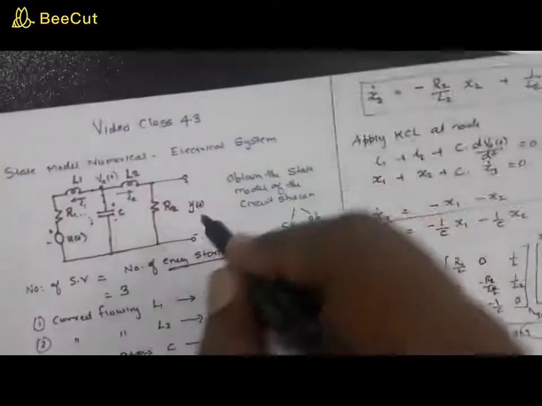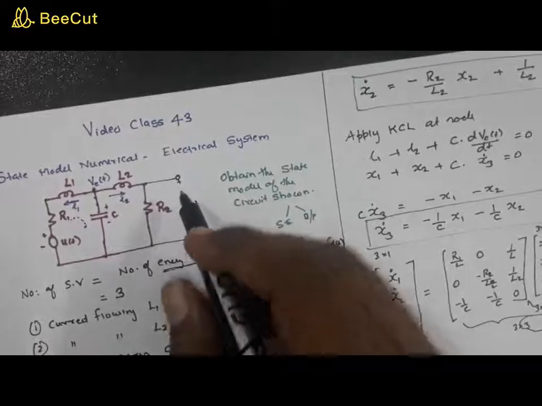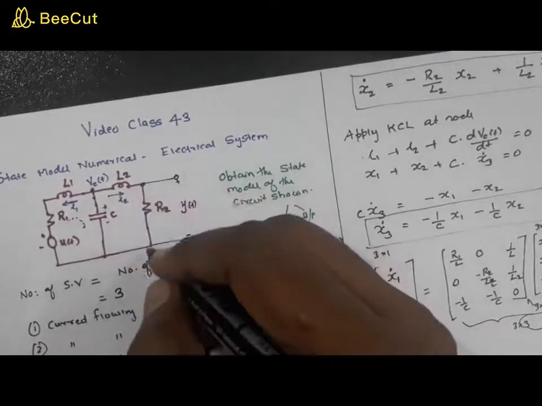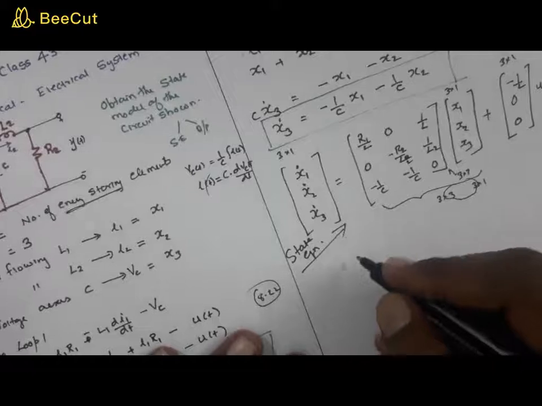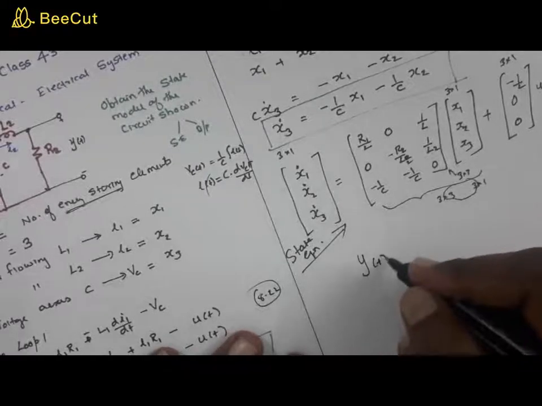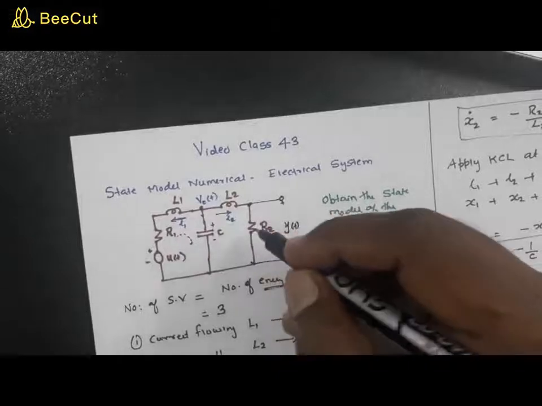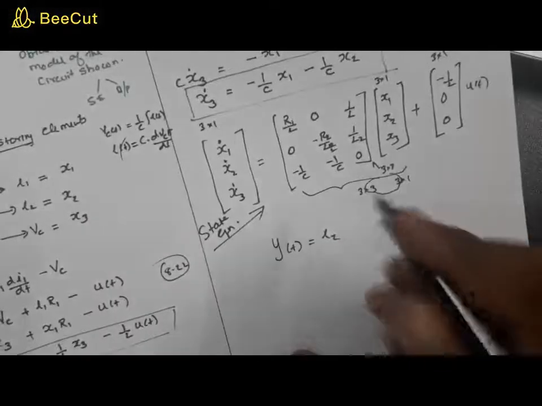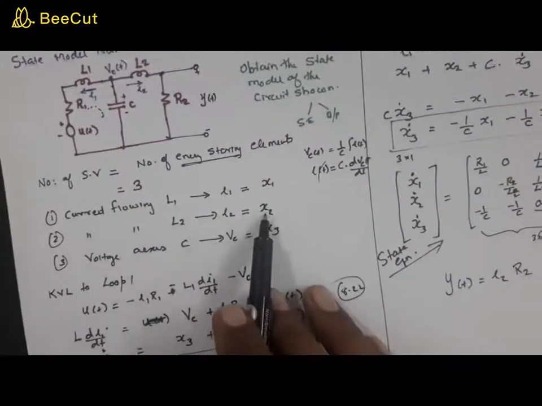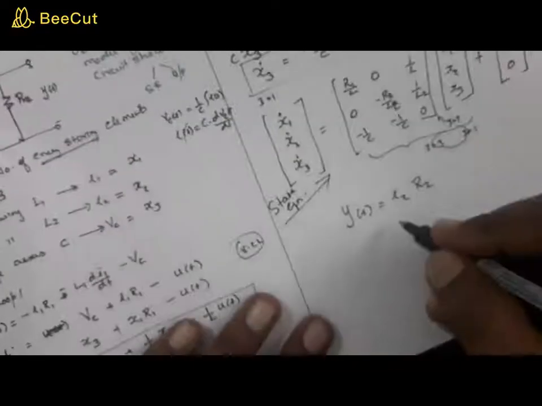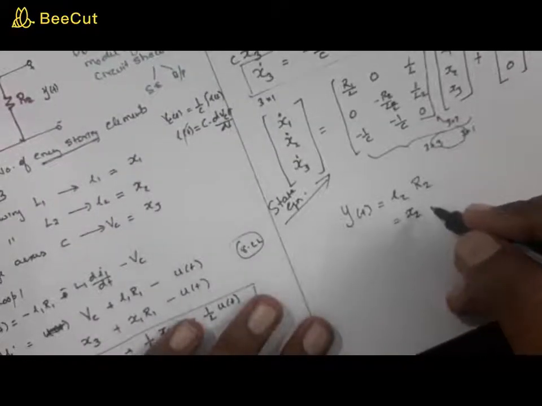Now from the figure, y of t is the output, and y of t is the output that is taken across R2. So y of t is equal to I2 into R2, since the current that flows through R2 is I2. And I2 is a state variable, which is assigned to be x2. So this must be equal to x2 into R2, right?